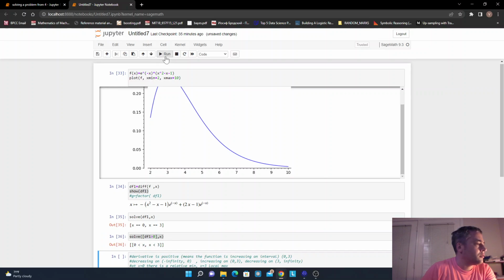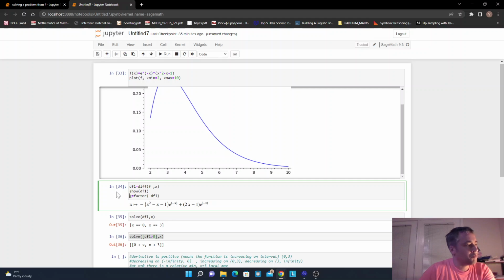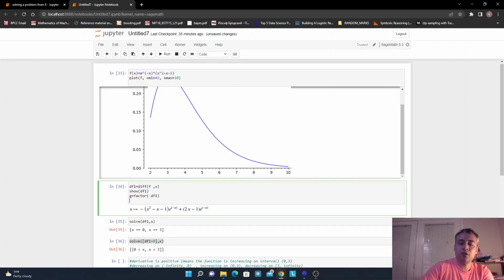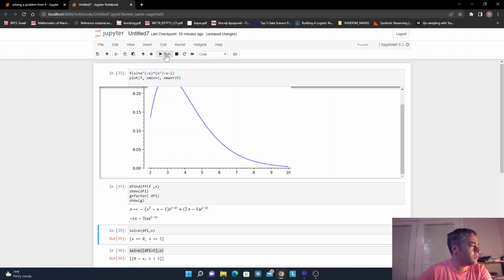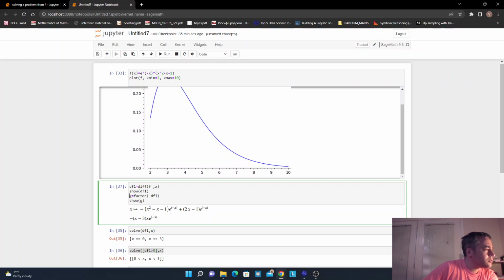And well, it also solves the inequality right away. But to make it a little prettier, I can call factor on df1 and then look at the result. The result will be much prettier if I factor first, since I saw from just looking at the expression that it can be factored. I'm going to factor it. Very nice. So it has been factored into this.